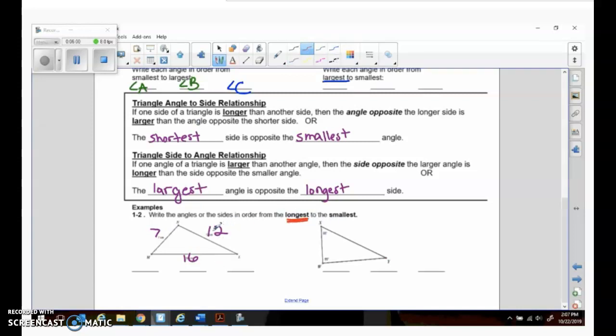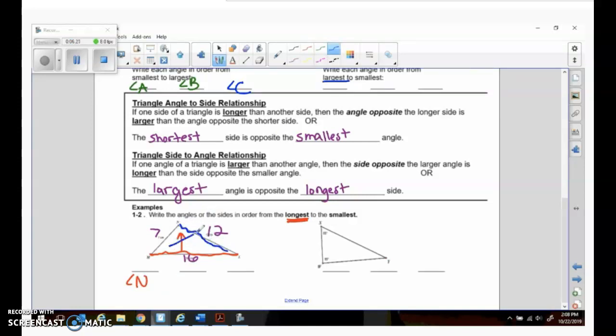So obviously the longest side here would be 16. So that would be ML, the angles or the sides. So then angle N would be the largest angle.